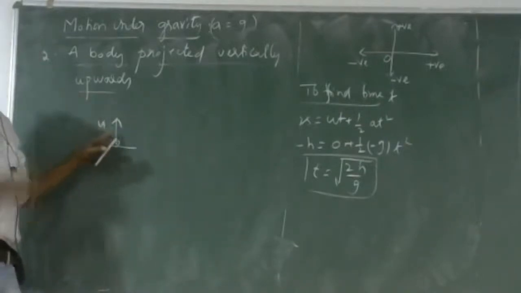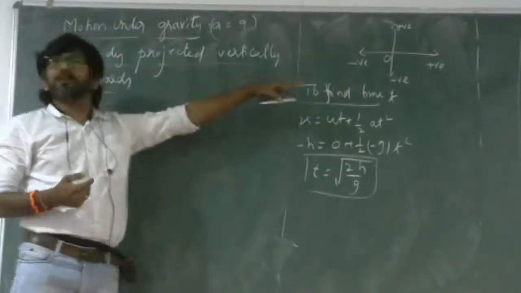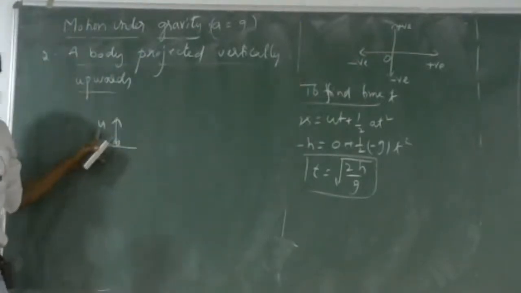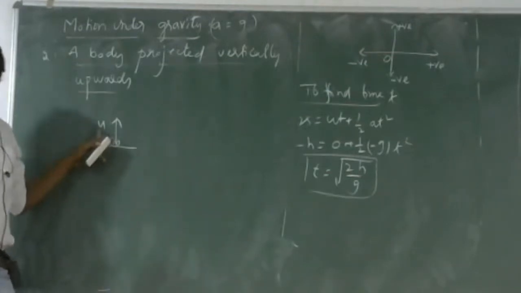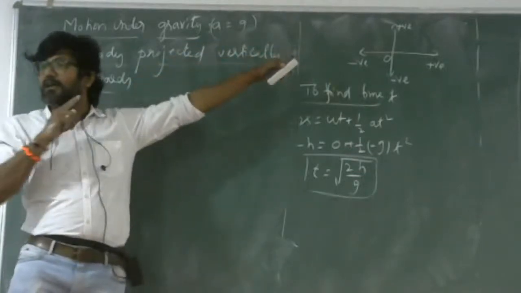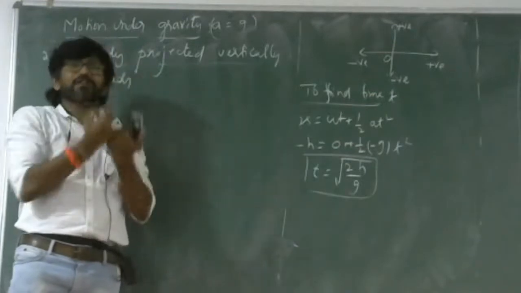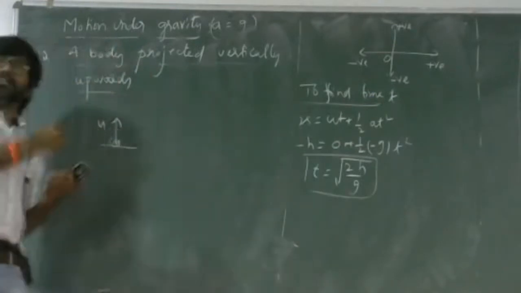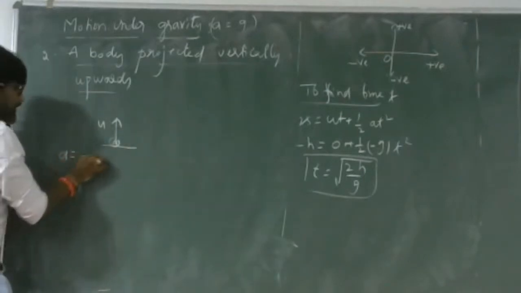So acceleration will be taken as a equal to g, plus or minus. As the gravitational force is acting down, we have to take a equal to minus g, even though the body is moving up. This doubt may come to many of you. The body is moving up, so acceleration has to be positive, right? No. Why? Because the force is acting down, so acceleration due to gravity is acting downwards. So we have to take acceleration equal to minus g.